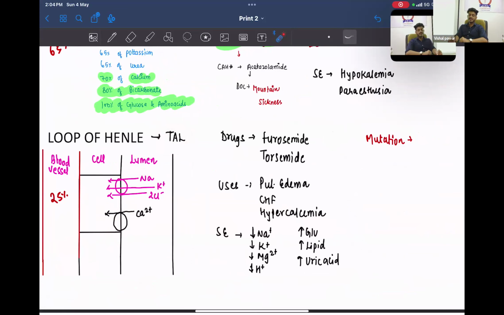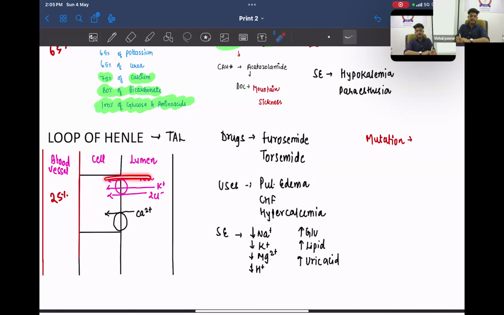Whenever you have diseases like pulmonary edema, that means your lungs have water. You have CSF, and hypercalcemia. In these conditions, you want to remove the excess of water. What can you do? You can block this pump. You give a drug, you block this pump.